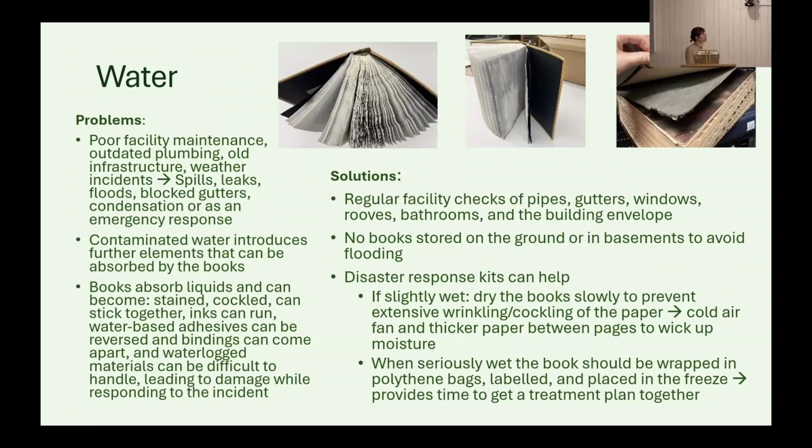If they're a little bit wet, we recommend trying to open them up and putting them in front of a fan with cold air to circulate and help dry out the book. Slowing down the drying period will help reduce the amount of wrinkling you see. So you can also put heavy pieces of paper in between the pages to help soak up some of that water, put it under weight, and then change them out regularly until they're dry.